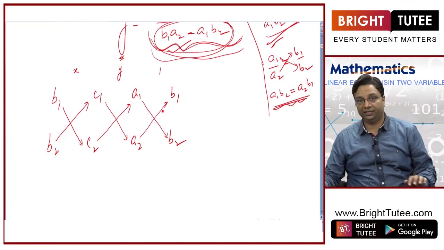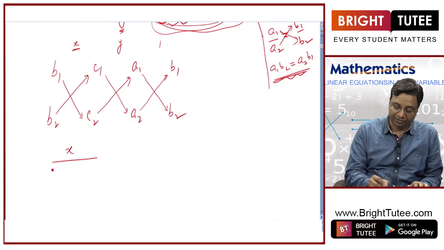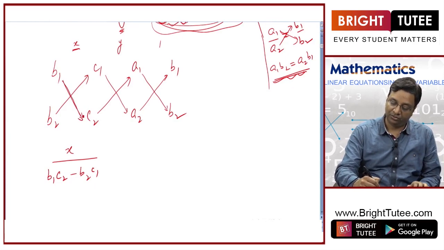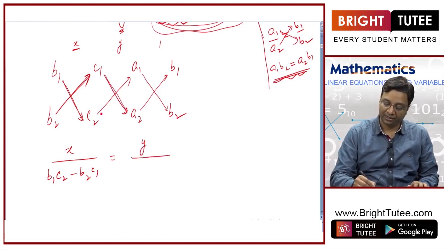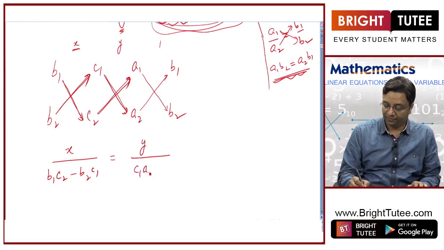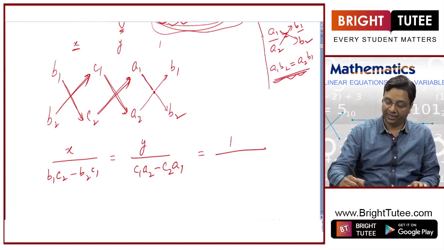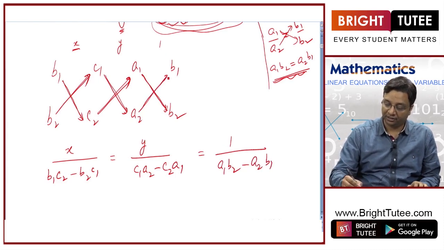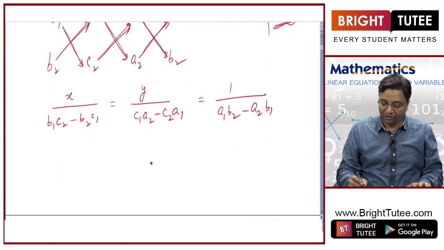This is cross multiplication, right? So, x divided by b1 c2 minus b2 c1 is equal to y divided by c1 a2 minus c2 a1, and it is equal to 1 divided by a1 b2 minus a2 b1, that is this. So, this is how we will work out these problems now. So, what is the value of y?